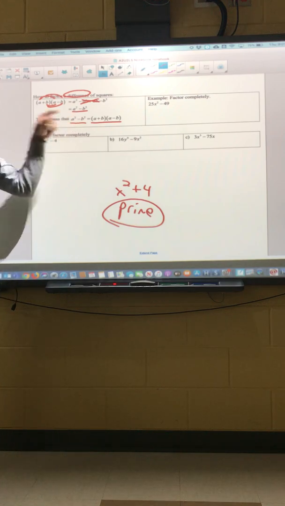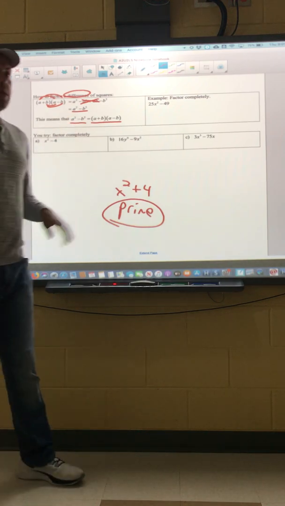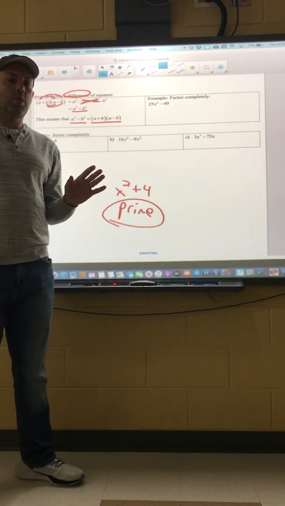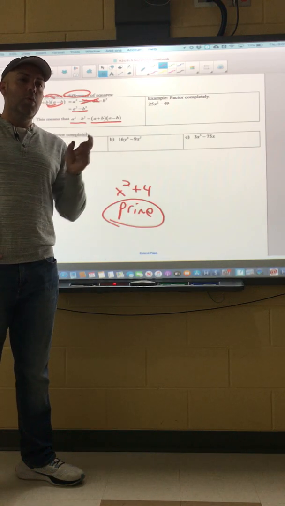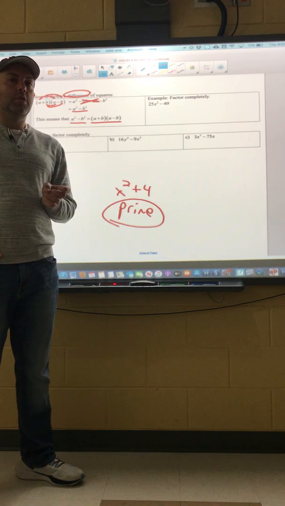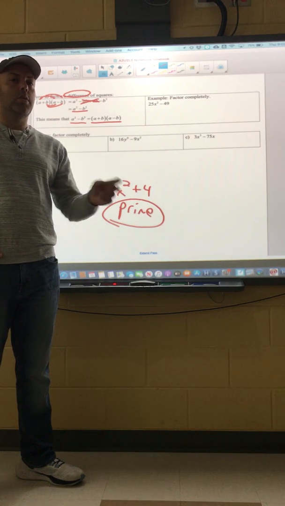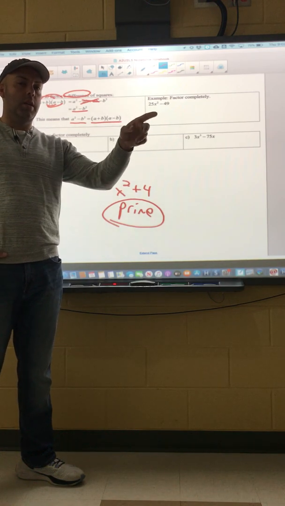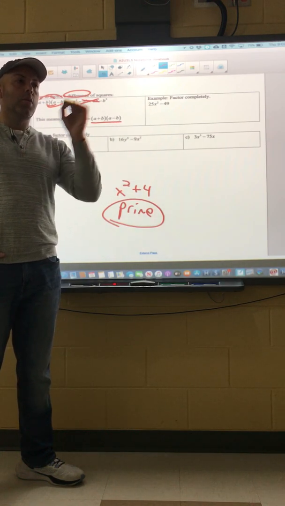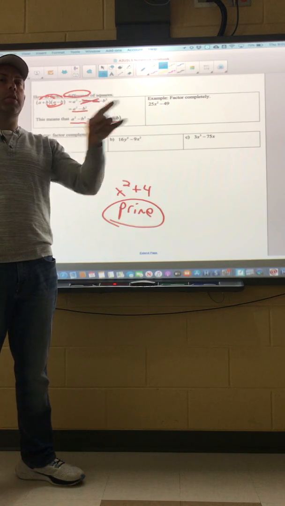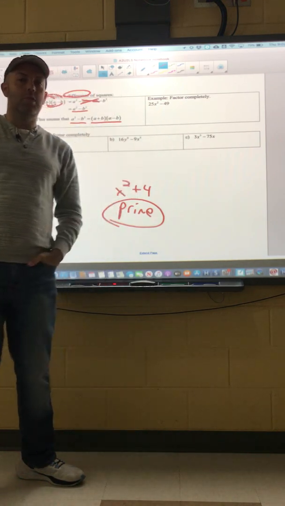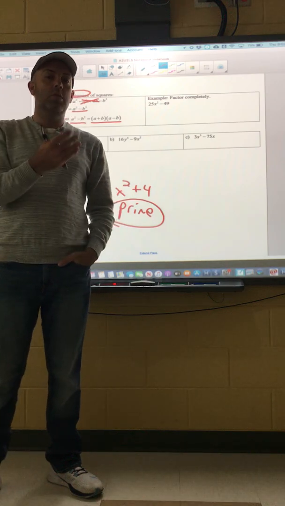First off, both terms must be perfect squares. So to review what that means for us, if we have a number, that number needs to be a perfect square. So for instance, 9 is a perfect square because 3 times 3 is 9, okay? And then for a variable, that exponent needs to be even to be a perfect square, so it could be divided by 2 evenly.